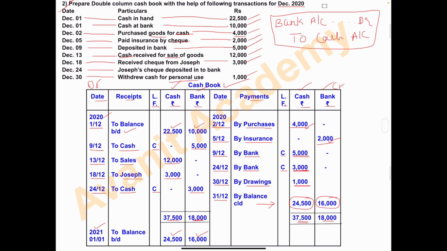So this is the 12 marks problem on double column cash book. Very important problem. One problem on the double column cash book will definitely come in the annual exam. So practice more.